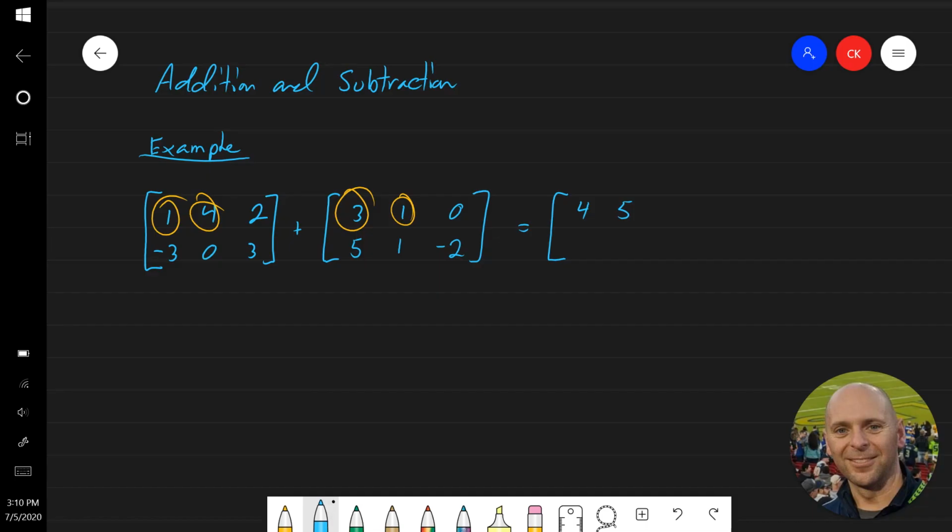So just adding the corresponding elements across, we would get 2. And for the bottom row, adding those corresponding elements, we would have 2, 1, and 1. And that's our new matrix. So that's how we go about this process of adding matrices. Subtraction works the same. We could actually subtract these same two matrices.